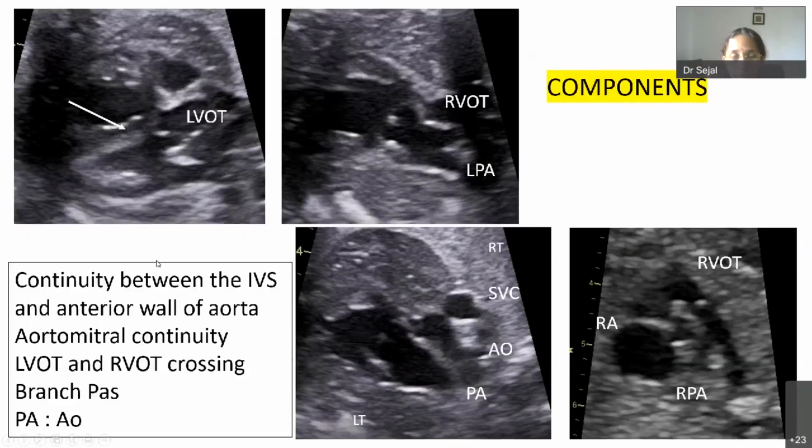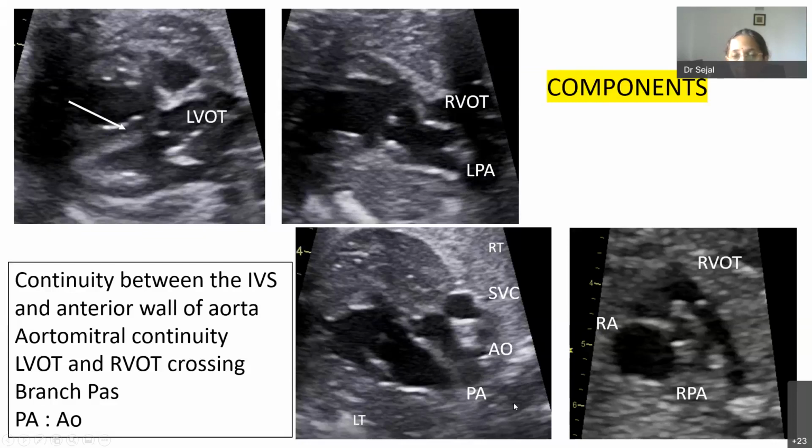And what all are the components we look for? This is the LV outflow tract. You will see a continuation between the mitral valve and the aortic valve. This is the continuation between the interventricular septum and the anterior wall of the aorta. You will also see the right ventricular outflow tract, which is crossing the left. So you know the great arteries are crossing each other, which tells me that they are normal. Then I land up with the 3-vessel view finally at the end of it.